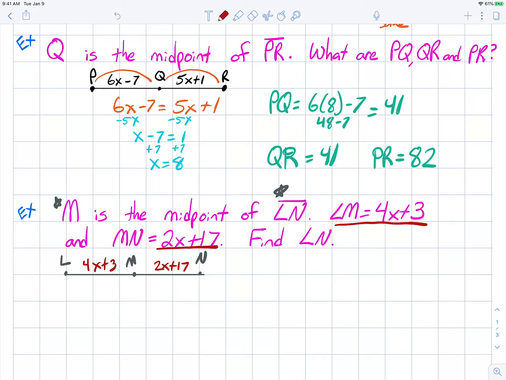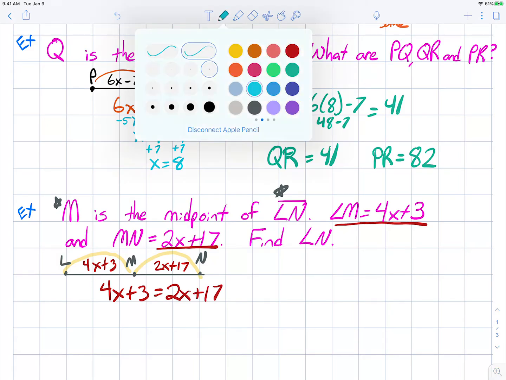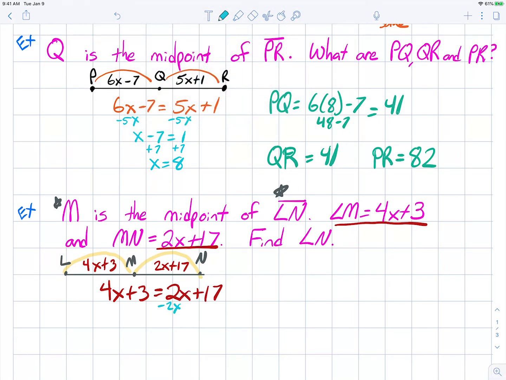Now, I don't know specifically how long the entire line segment LN is. However, since M is the midpoint, those two pieces have to be the same. So I can write the equation that 4x plus 3 equals 2x plus 17. And now all I have to do is solve it. So I'm going to subtract 2x from both sides, and I'm going to subtract 3 at the same time. I'm going to get 2x equals 14, and if I divide both sides by 2, x equals 7.